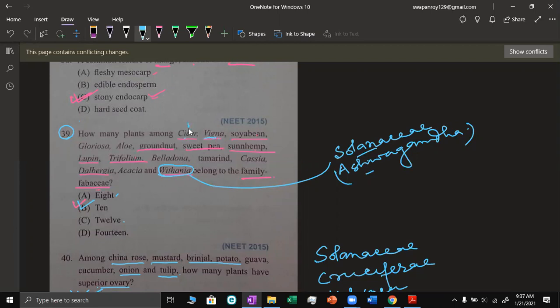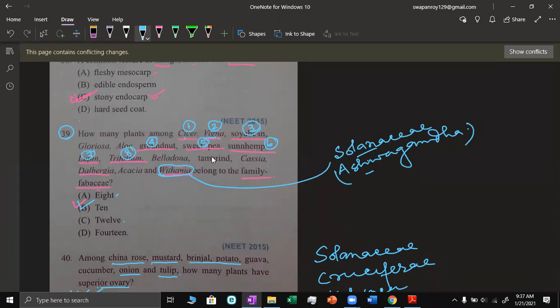So this is one, this one is two, this is three. Groundnut is four. Sweet pea is five. Sun hemp is six. Then lupin is seven. Trifolium is eight.